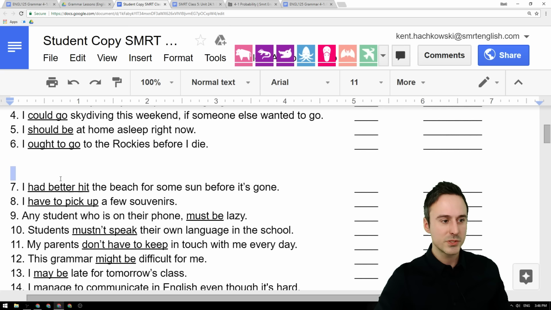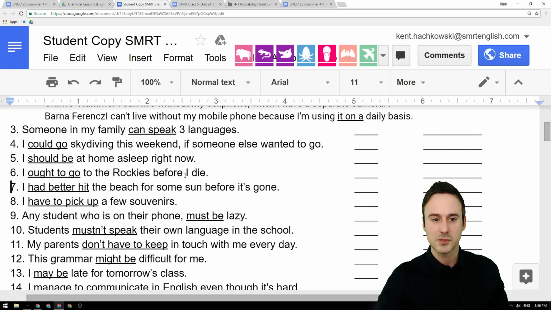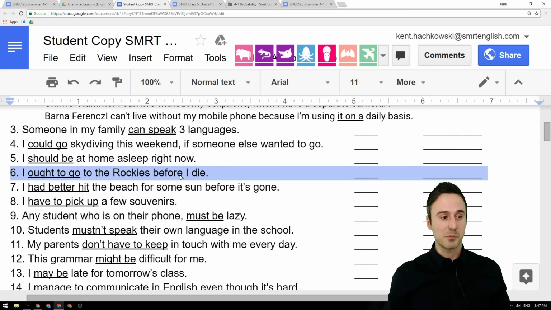Number seven. Again, ought to. I ought to go to the Rocky Mountains before I die. What does that sound like? Does it sound like a future idea, or does it sound like a present simple idea? It kind of sounds like a future idea, doesn't it? Okay, so let's go on here. Number seven.